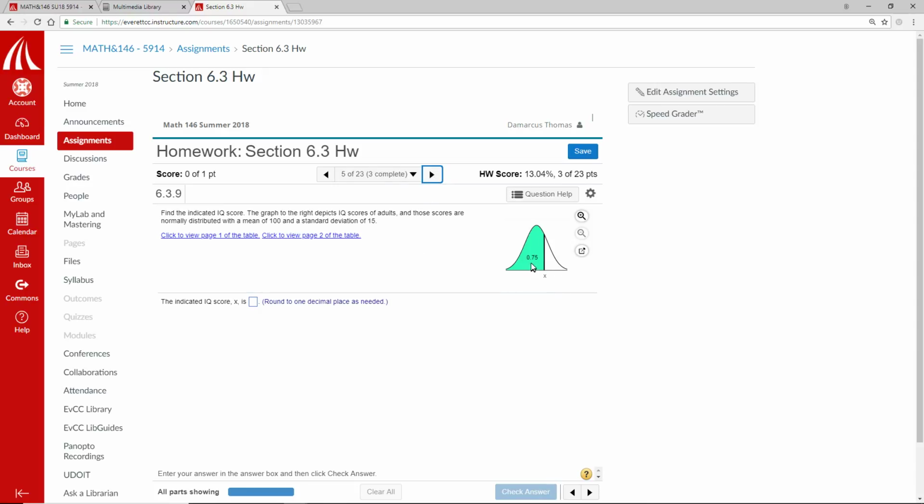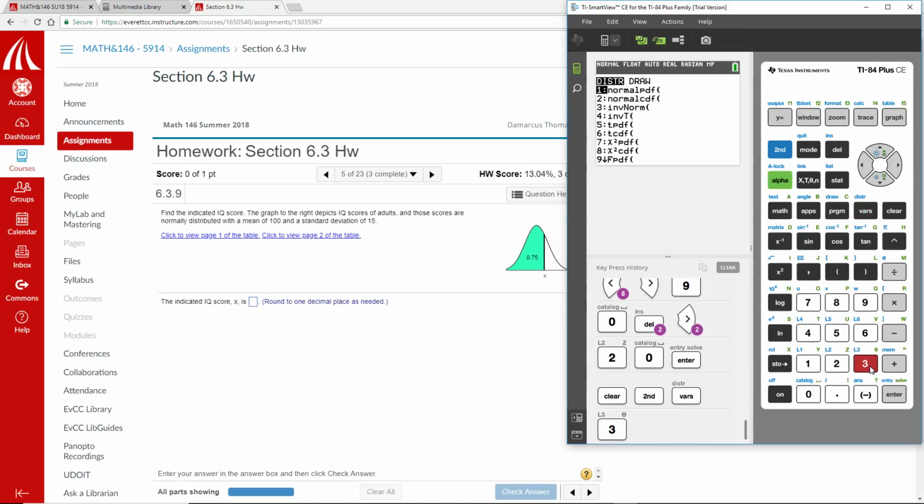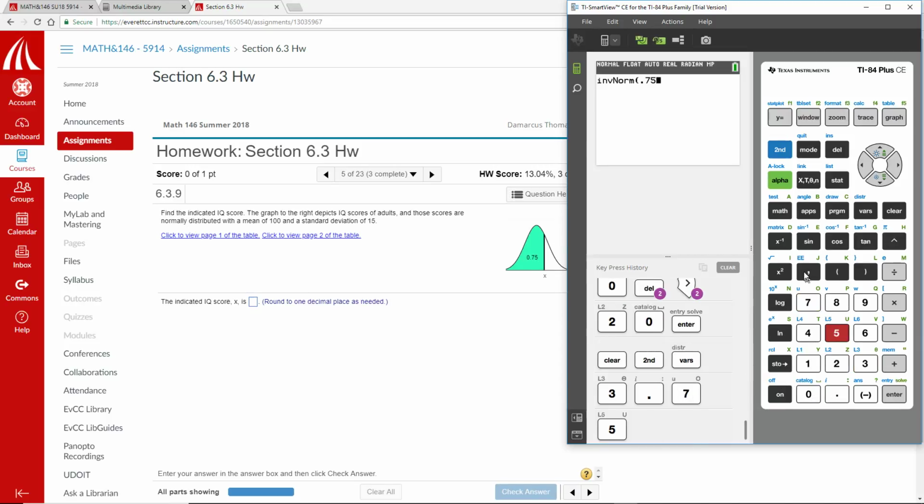Okay, this is a little different. This time we're given the area and we want to get the x value. In the context of this problem, we're still dealing with IQ scores, and IQ scores have a mean of 100 and a standard deviation of 15. So instead of using normal CDF, we can use inverse norm. Second, distribute, number 3. For inverse norm, I'm going to put in the area, 0.75, put in my mean, put in my deviation. And it turns out to be 110.1.